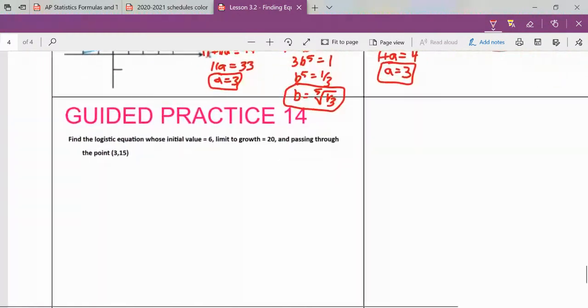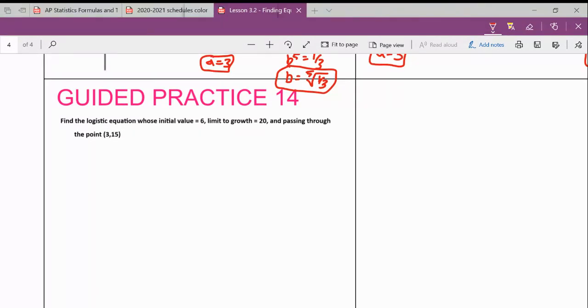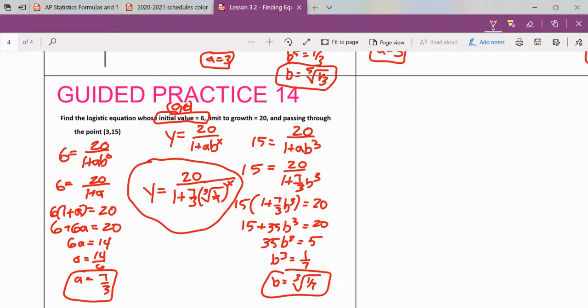All right, try one more here. Maybe what we should do is pause the video and have you try it, and come back and see if you got it right. All right, and hopefully this is the answer you got: y equals 20 over 1 plus 7/3 times the cube root of 1/7 to the x power.